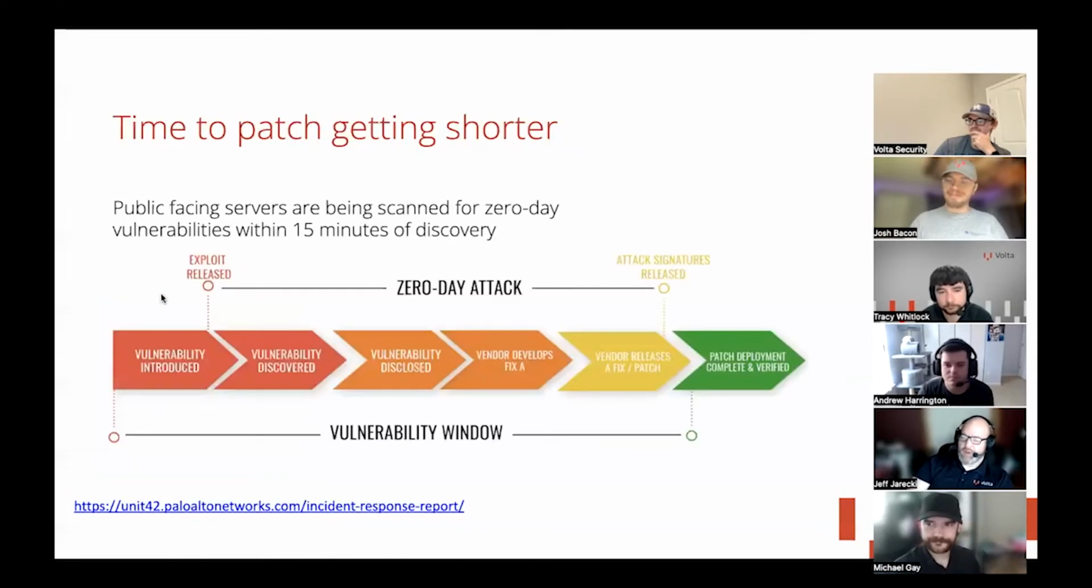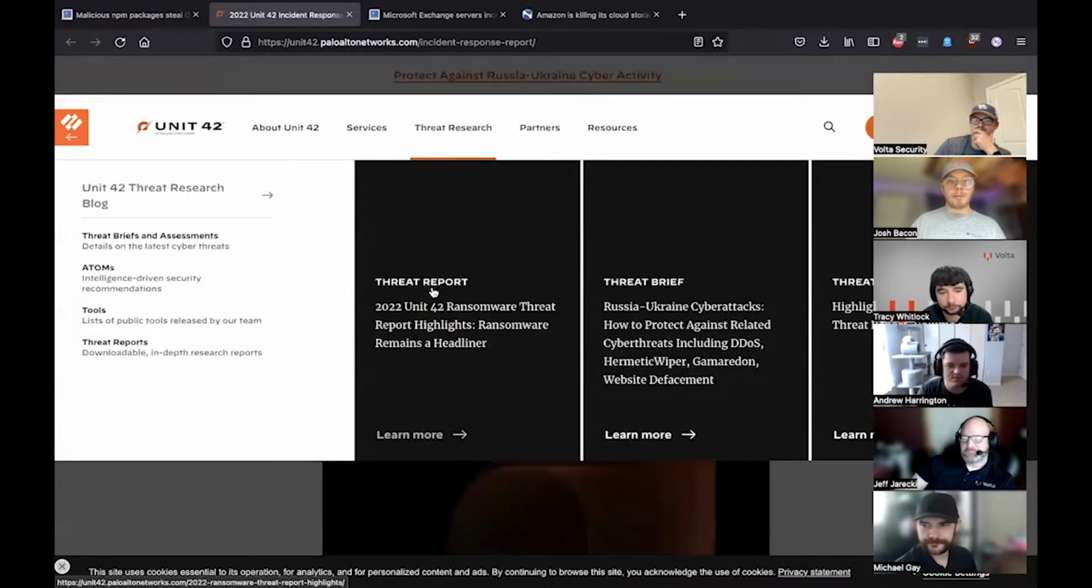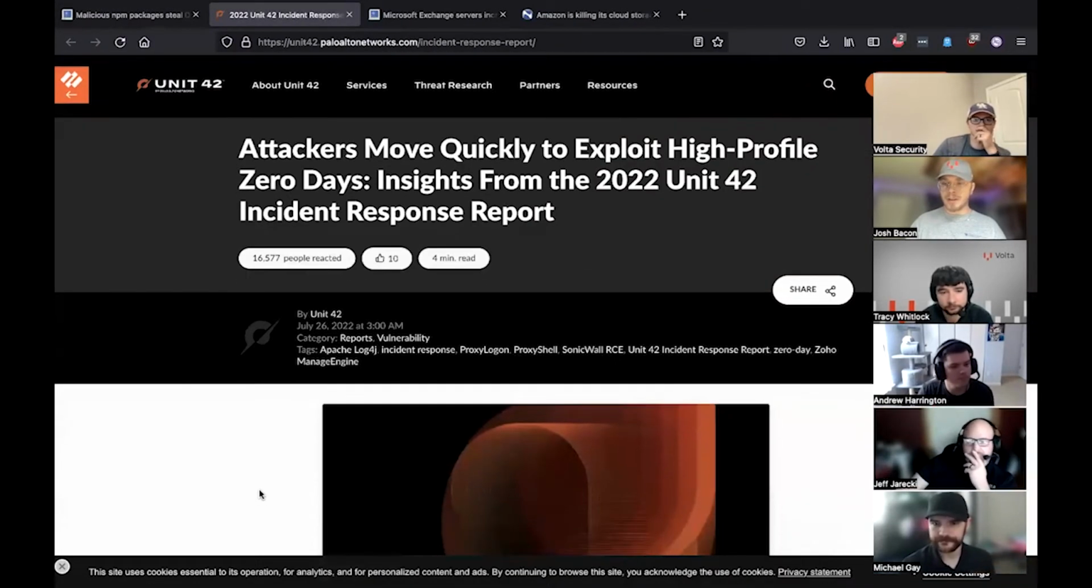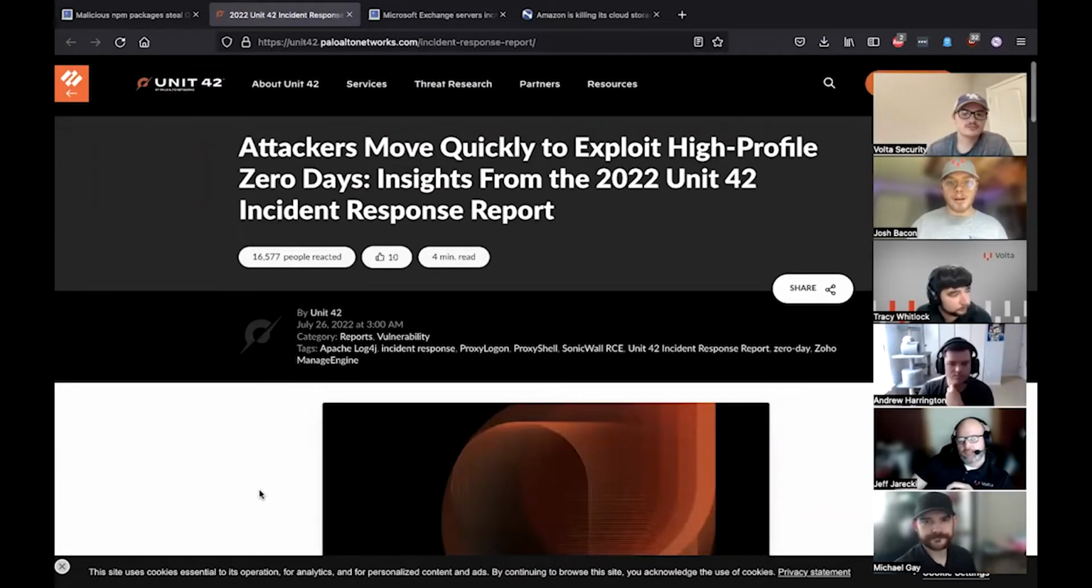I'm going to go do it right now. So time to patch is getting shorter. What we're seeing is that within 15 minutes of 0 days being released, we're seeing scanners already hitting public-facing servers. So this is Unit 42. This is a cybersecurity information collective from Palo Alto.